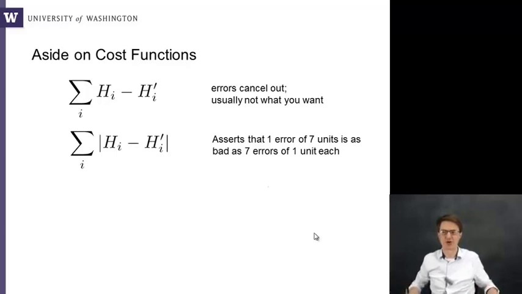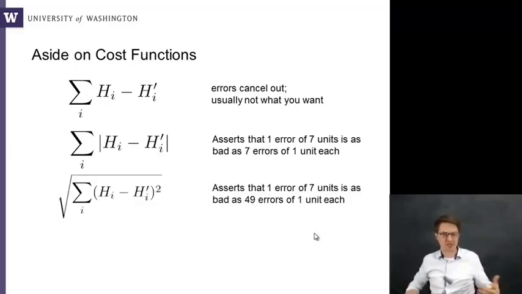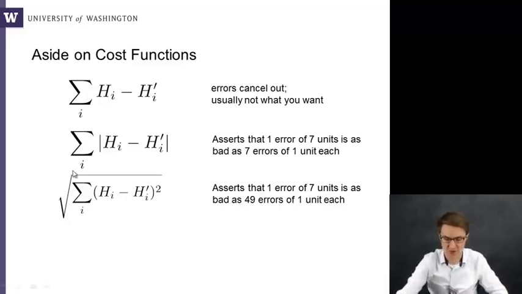Okay, and so this is sort of asserting that one error of 7 units on a particular data item is just as bad as 7 errors across 7 different data items of 1 unit each. And that may or may not be true in your application. And then the error function that we've maybe seen more is to square the error. And so this is asserting that 1 error of 7 units is as bad as 49 errors of 1 unit, except for the fact that perhaps we take the square root.